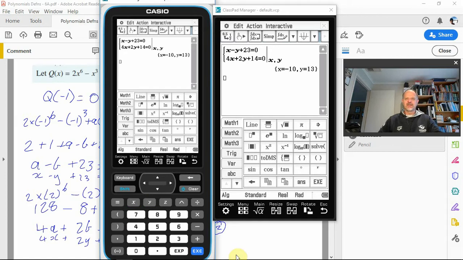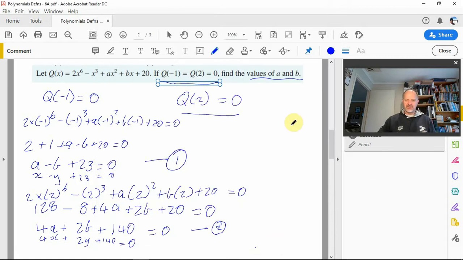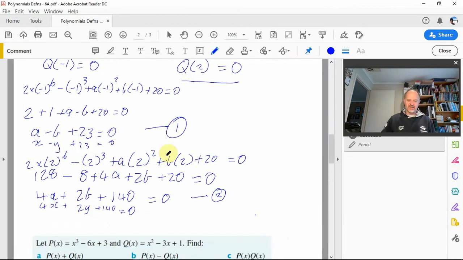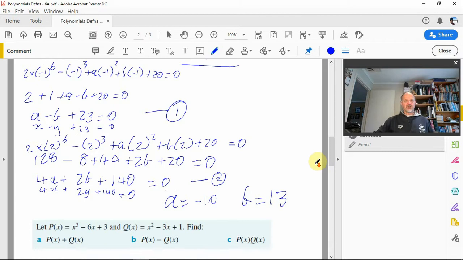So negative 10 and 13. So a is negative 10 and b is 13. So a equals negative 10 and b equals 13. All right, so there's that particular question.